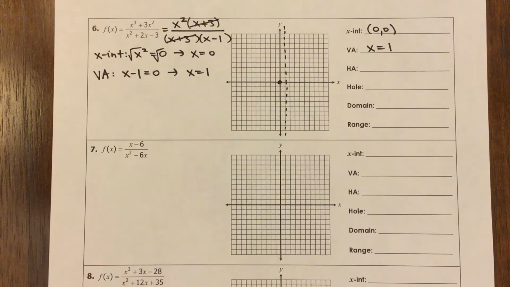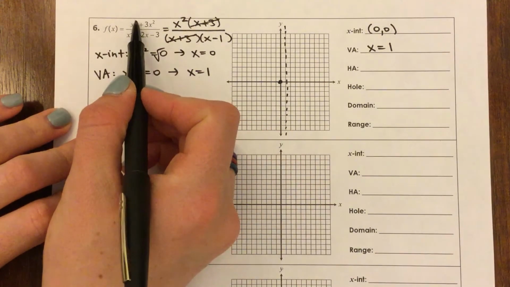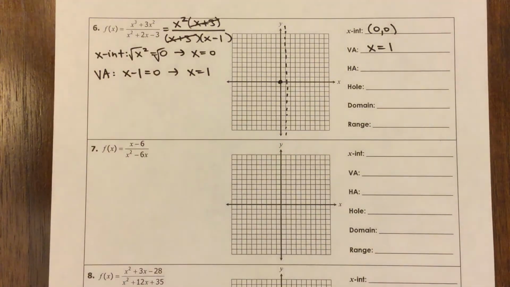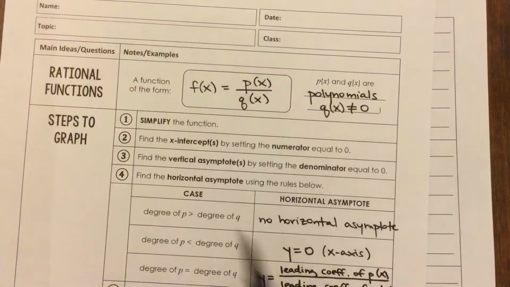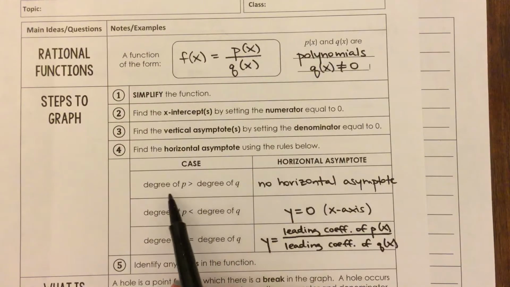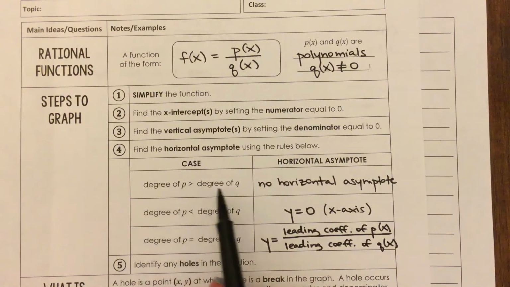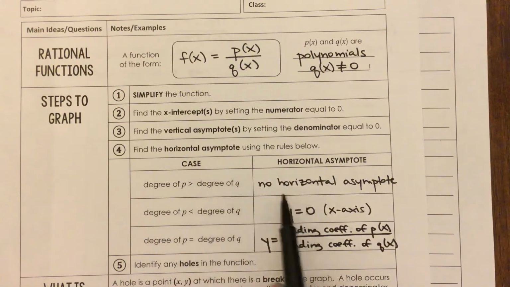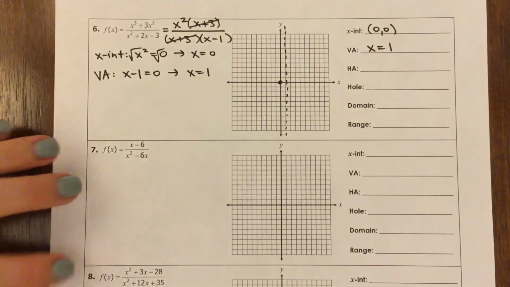Step 4, find the horizontal asymptotes. Check our degrees. Degree of 3 in the numerator, degree of 2 in the denominator. So that puts us into this first category right here. The degree of P is larger, because it's a 3, than the degree of Q, which is a 2. So there is no horizontal asymptote.